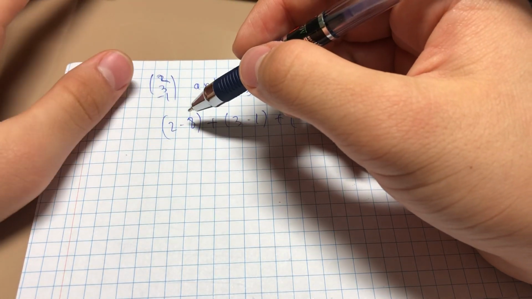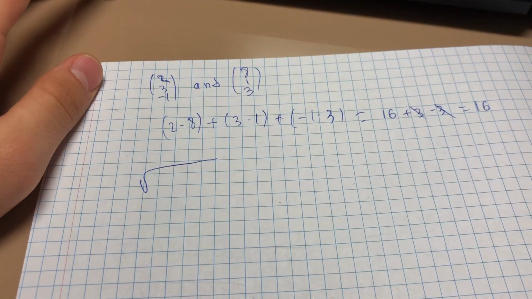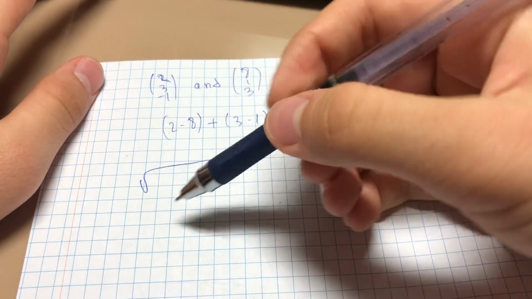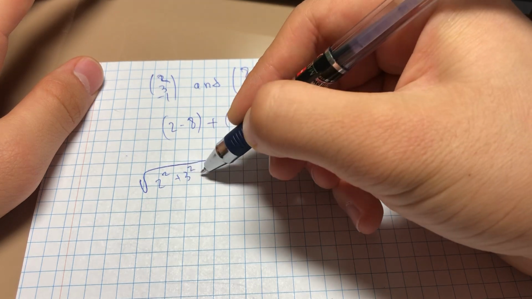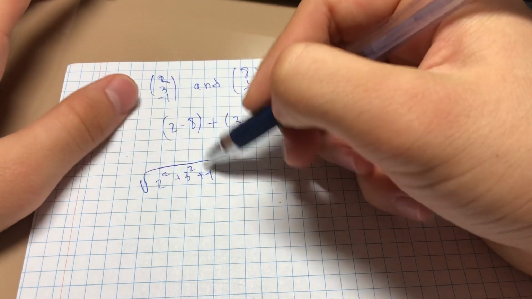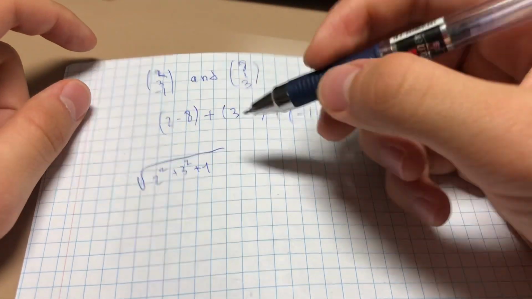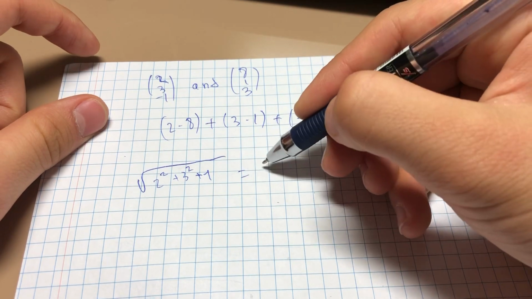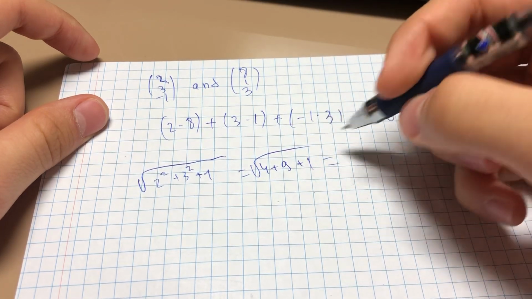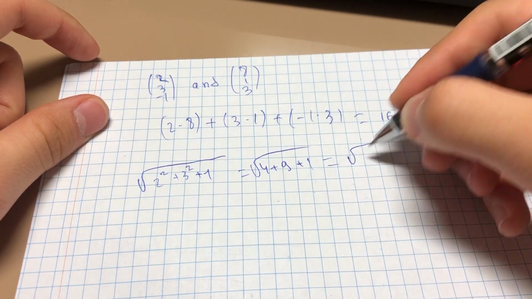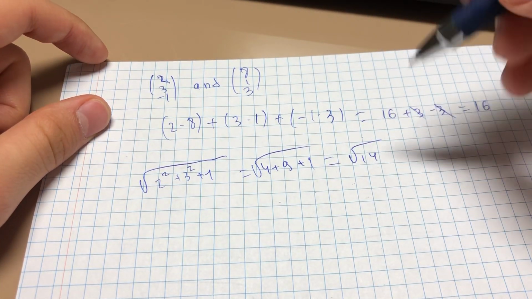To find this, as you know, again, we just take the square root. Here we go, 16. So it's 2 squared plus 3 squared plus 1. There is no negative sign because a negative squared is always positive. So it gives us 4 plus 9 plus 1, so it's 14. Just leave it, then you can calculate it.